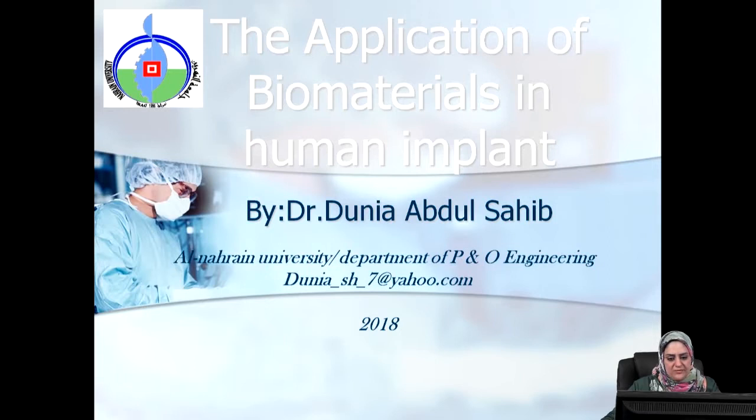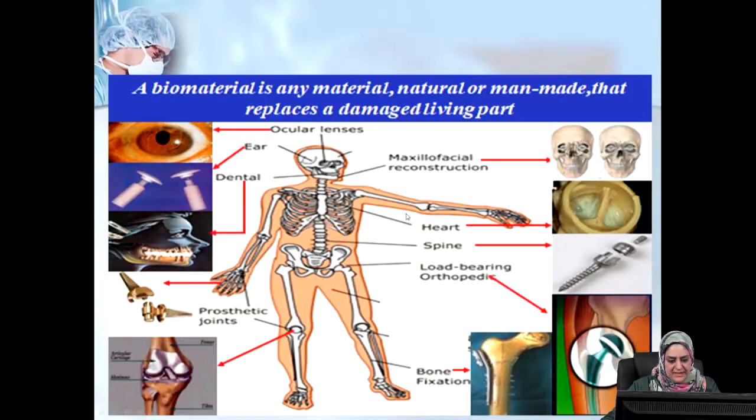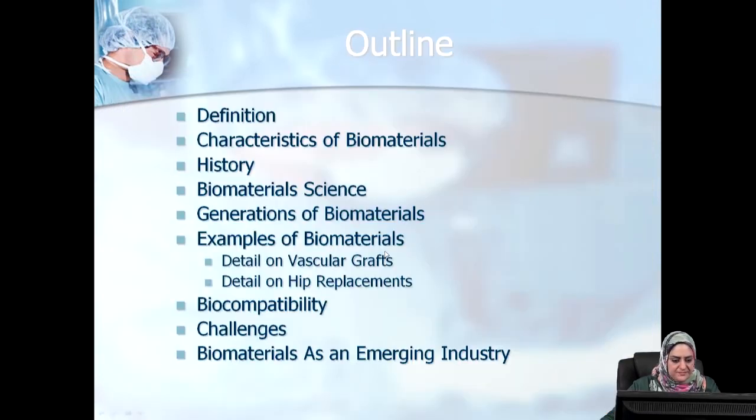The application of biomaterials in a human implant. A biomaterial is any material, natural or man-made, that replaces a damaged living part. For example, the following figure shows a dental implant, hip replacement, and a valve.